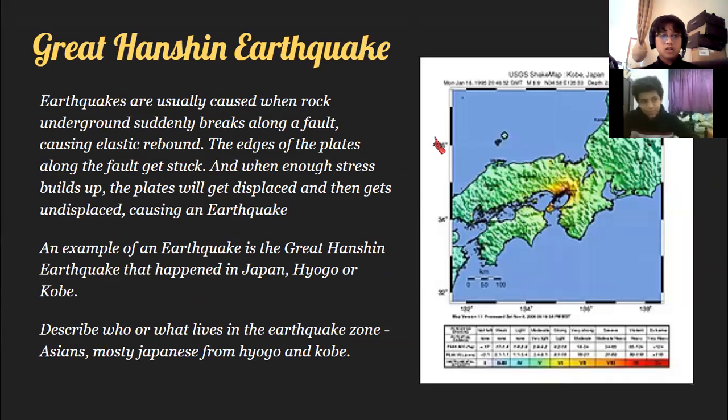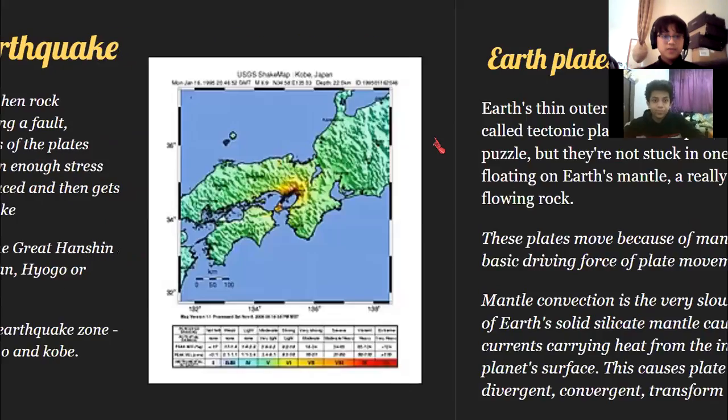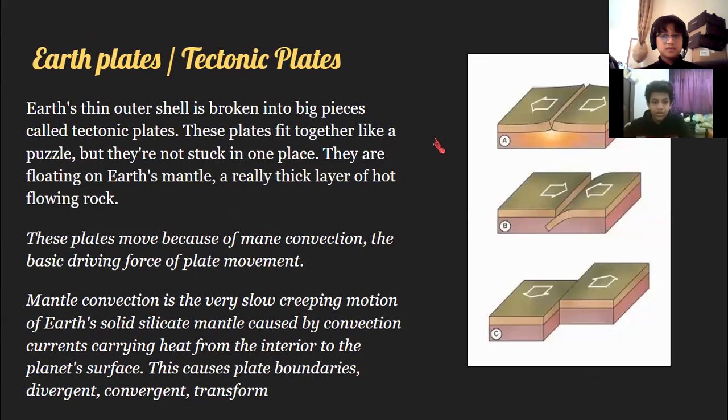Okay, so an example of an earthquake is the Great Hanshin earthquake that happened in Japan, Hyogo, otherwise called Kobe. Describe who or what lives in the earthquake zone. So I guess from the place, Japan, mostly Asians, Japanese from Hyogo and Kobe. And that is the scale map.